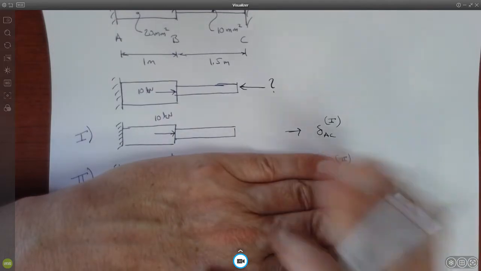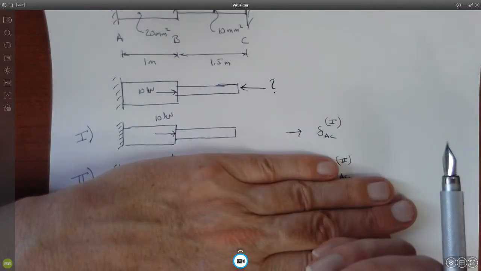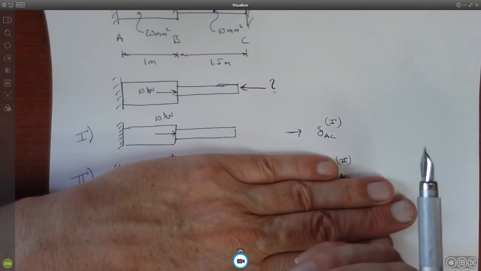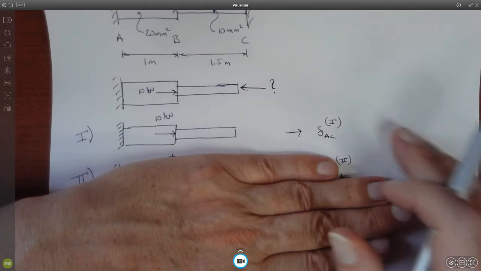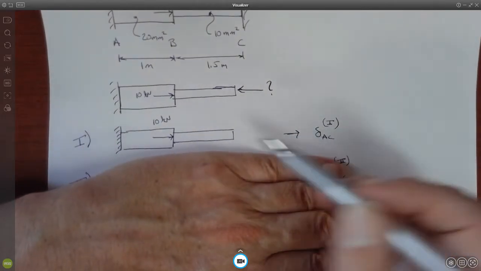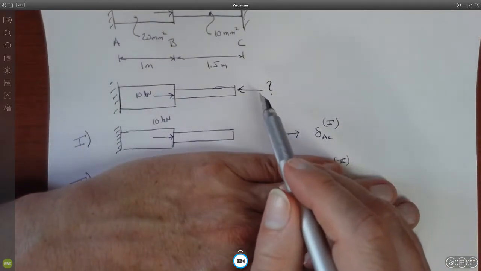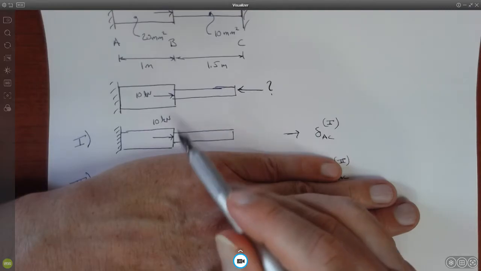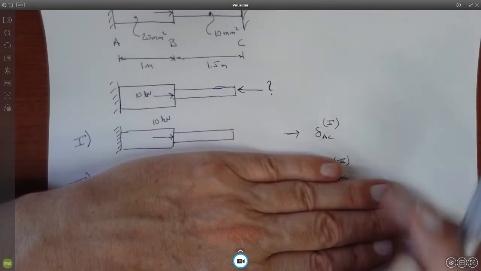All right, but we don't know what that is. So now we're going to break it up into two loading situations by the use of superposition, or at least that justification. So the first one has everything except that unknown force. In this case, we only have one force, but if there were multiple, you would have it.